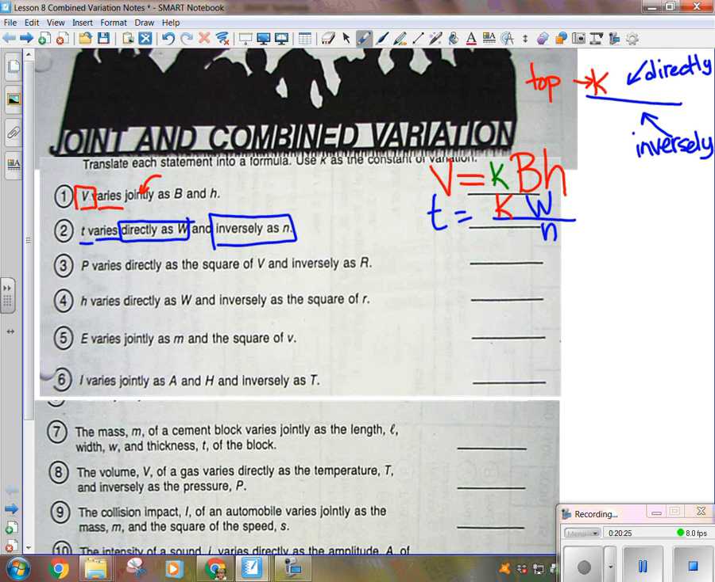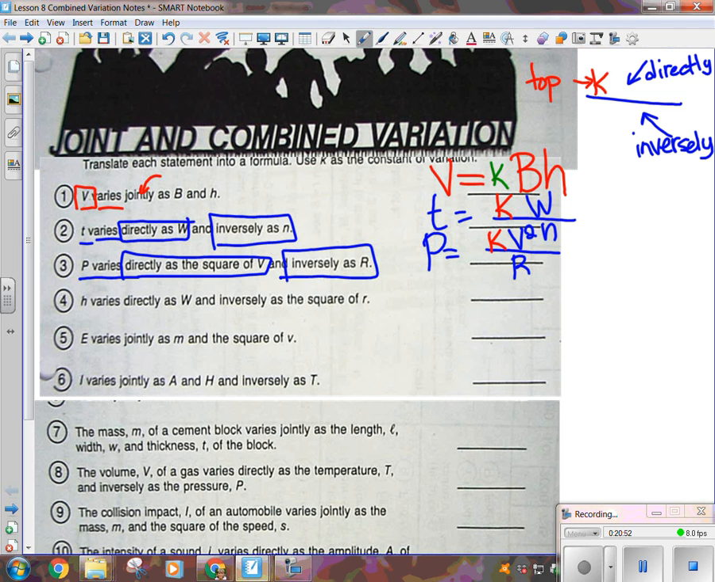I am going to ask you to do these 12 because they really aren't that bad. Let's try to squeeze number 3 in. P varies. Guess what I'll start with? P equals directly as the square of V inversely. So as soon as I see inversely, what do I need? There you go. V squared over R, and you're right, squeeze constant K on top. Everybody good? Yeah. Okay.